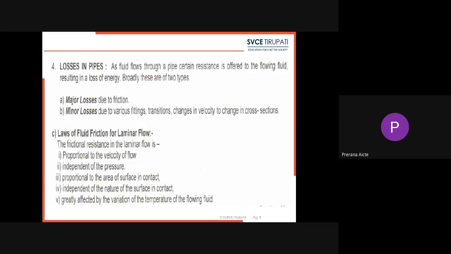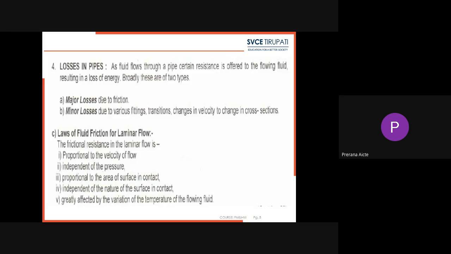The next topic is losses in pipes. If fluid flows through a pipe, a resistance takes place due to the flowing fluid. As a result of that resistance, a loss of energy takes place. This loss of energy is classified into two types: major loss and minor loss. Major loss is mainly due to friction, and minor loss is mainly due to various fittings, transitions, changes in velocities, changes in cross sections, etc.